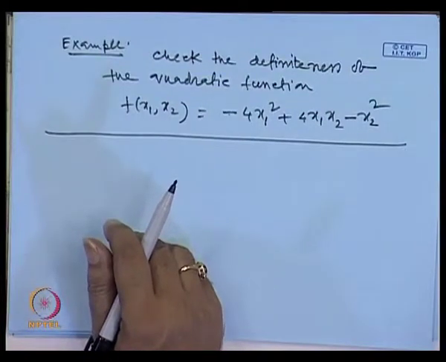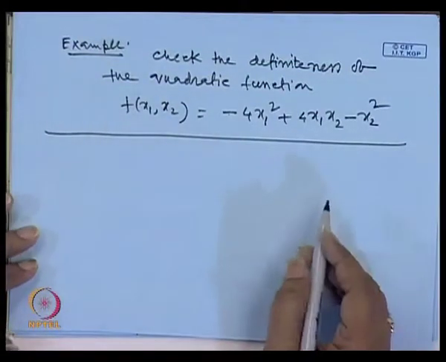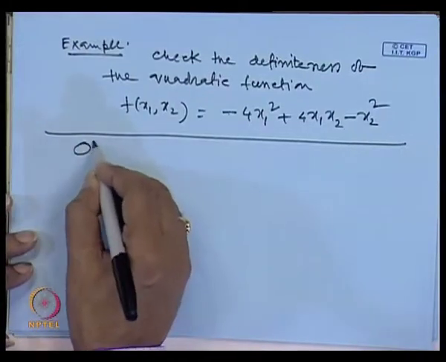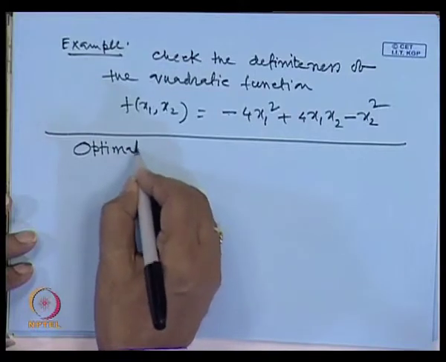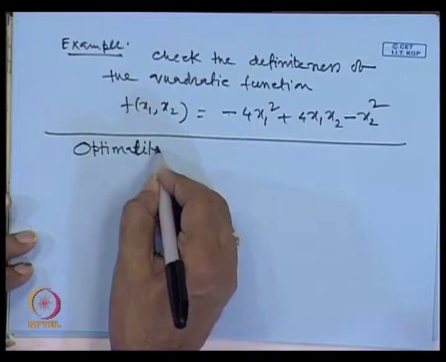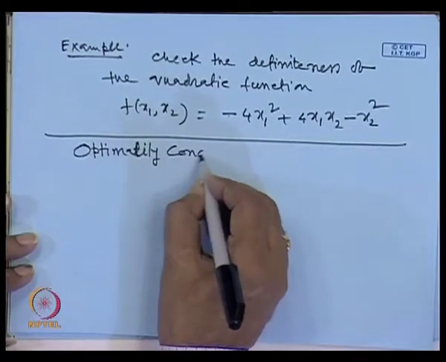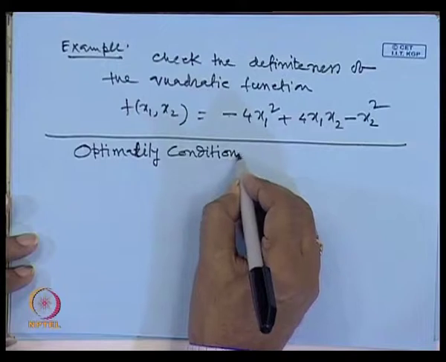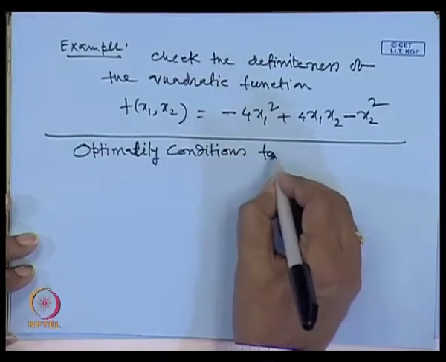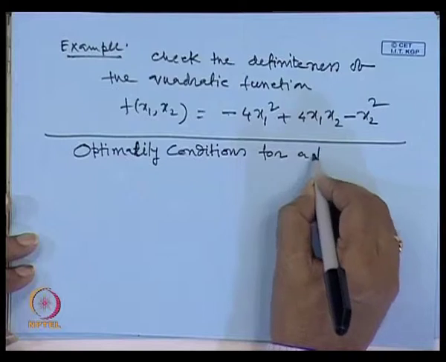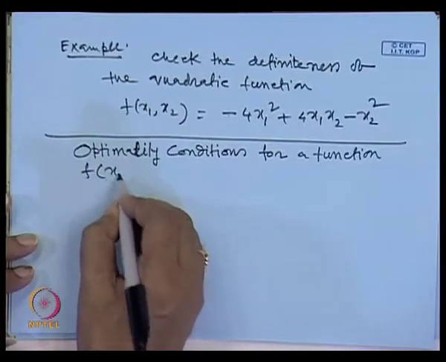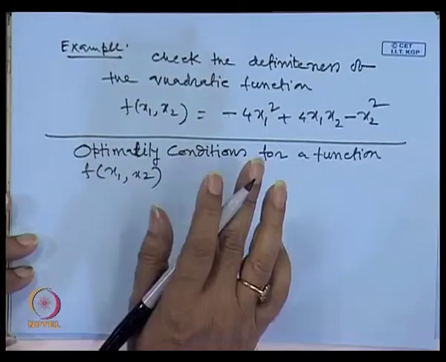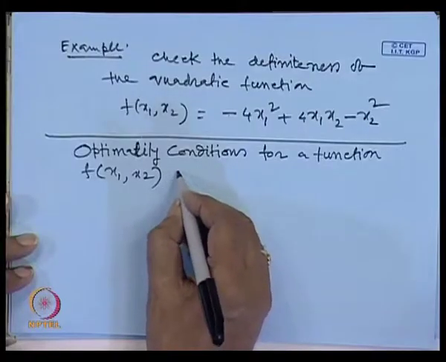Now, next is our optimality conditions for a function f of x1, x2, only a two-variable function. That can be extended from the case of n variables. A function f of x of two variables.